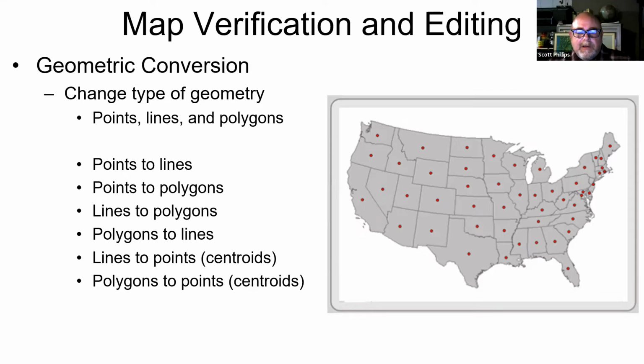You can calculate the centroid, the center of the line, as a point. And likewise, in this image, what this is showing is that for each of these polygons, or states, the center is identified. So you're really converting from a polygon to a point.